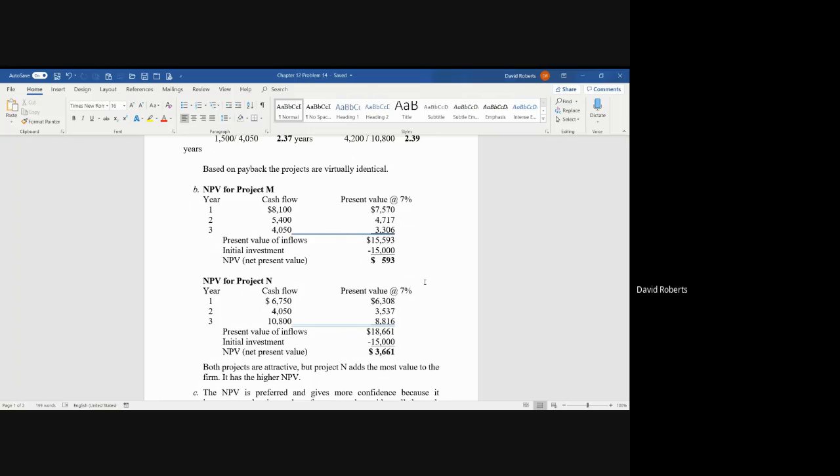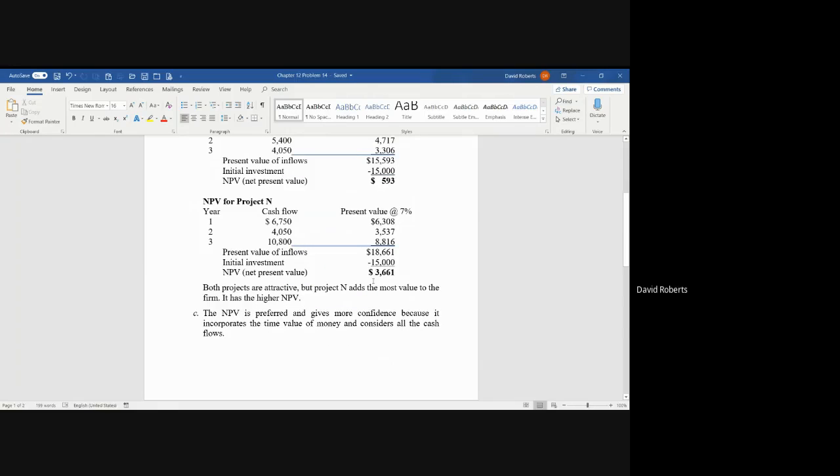It's equivalent to you set a target of a grade point average for yourself of having a grade point average of 3, and you wind up with 3.1. The net present value of your grade point average is 0.1. You would be happy with that because it's 0.1 above your target. You can see the cash flow projections for N, and it has $3,661. So it is more lucrative. You'd rather have 7% plus 3,661 rather than 7% plus 593 on 2 projects that are the same size.